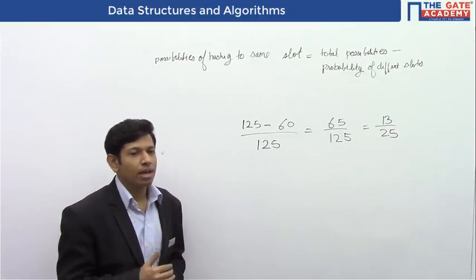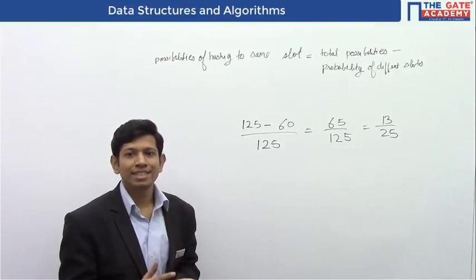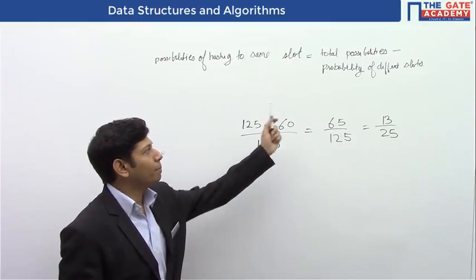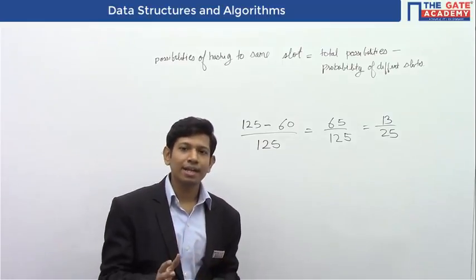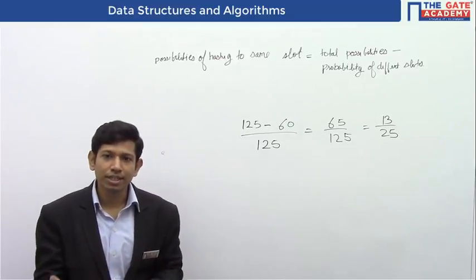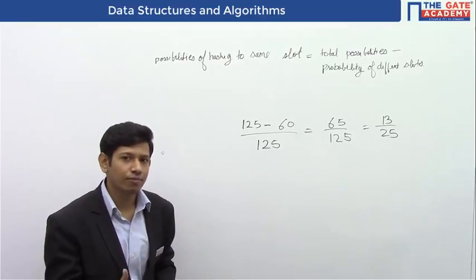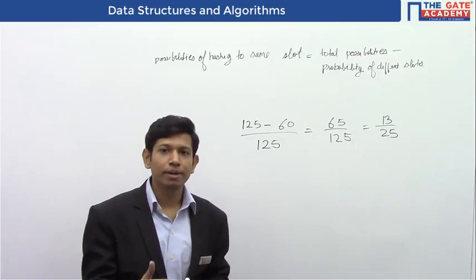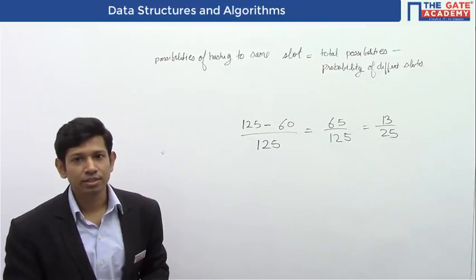Like in this problem, we have calculated the probability of the event of hashing to the same slot not happening. That is, we have calculated the probability of hashing into different slots. Then we subtract that probability from the total probability and obtain the probability for the given case. So in this case, we subtracted the probability of hashing to different slots from the total possibilities and obtained the probability of hashing to the same slot. Like this, we have to solve such kinds of problems.